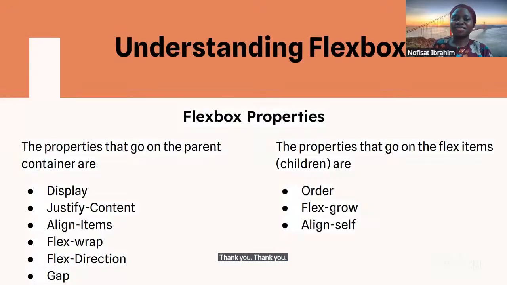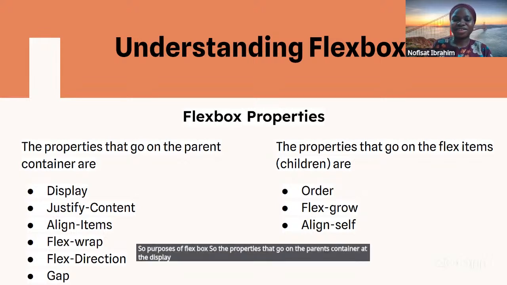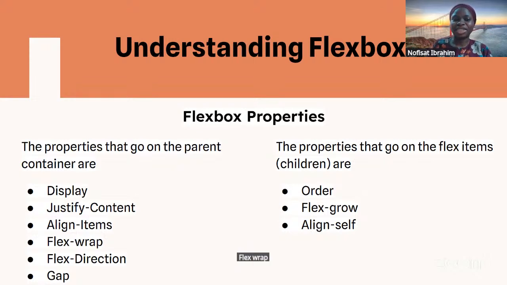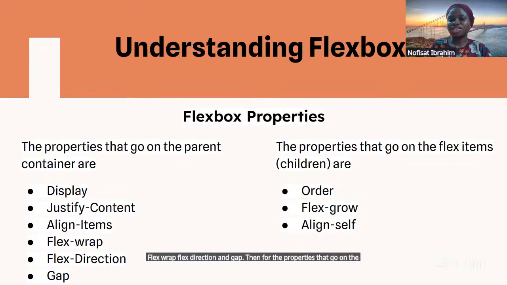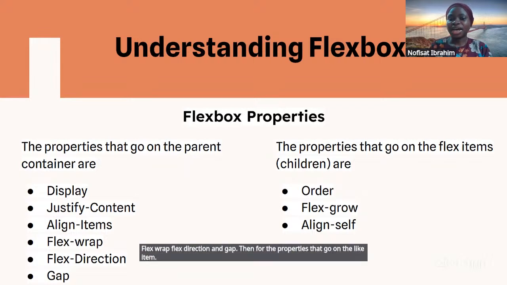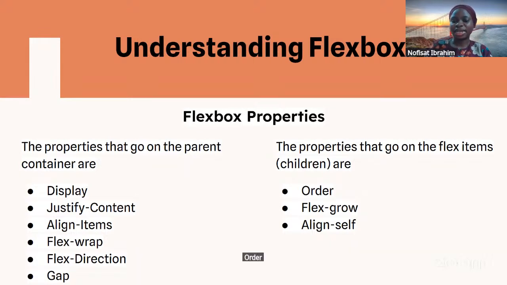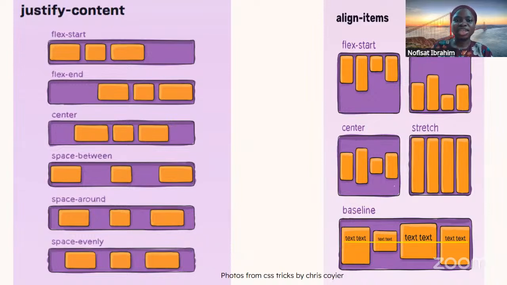So, properties of Flexbox. The properties that go on the parent container are display, justify content, align items, flex wrap, flex direction, and gap. Then the properties that go on the flex item are order, flex grow, and align self. These are the examples of the properties that go on the flex container.